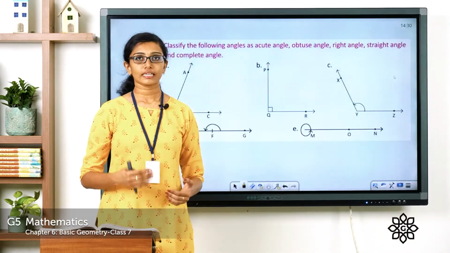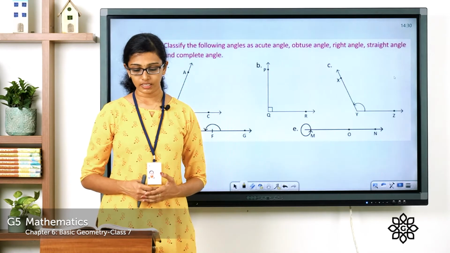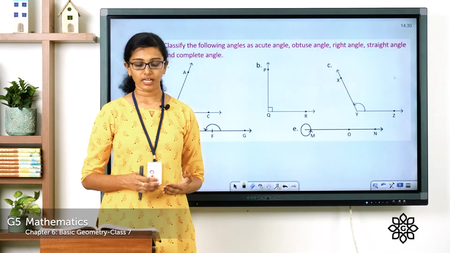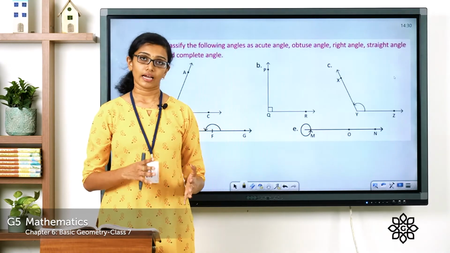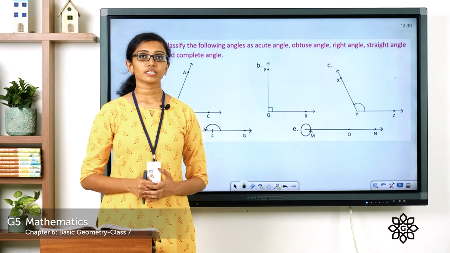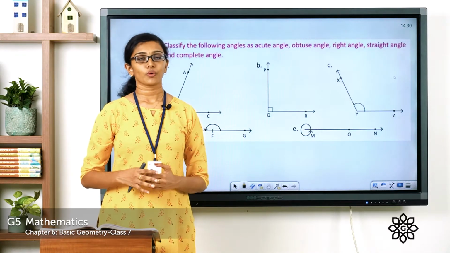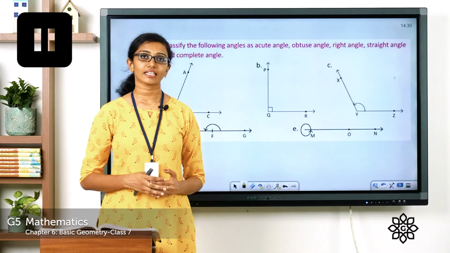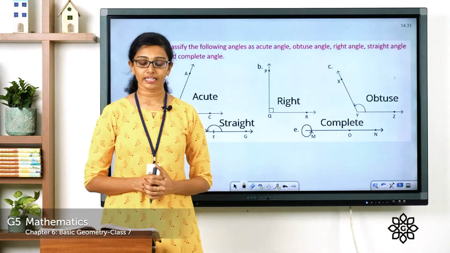Question number 2. Classify the following angles as acute angle, obtuse angle, right angle, straight angle and complete angle. So you have already learned about the different types of angles. Observe these figures and name each angle according to their measurements. So pause the video, finish the exercise and come back. Hope you are done with that. Now let's see each of the angles.